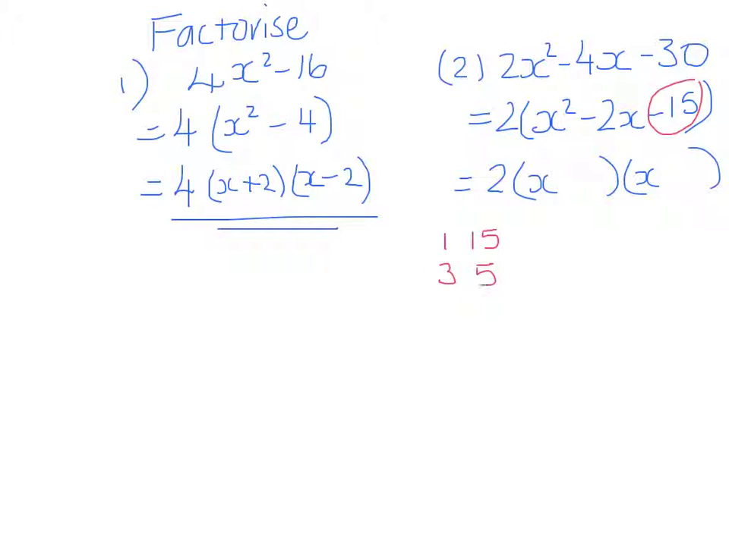And 3 times 5. I need to have negative 15, so I know one of the pair will be negative, one of the pair will be positive. They need to add to give me negative 2. So it's going to be positive 3, negative 5. Because positive 3 times negative 5 would give me my minus 15. Positive 3 take away 5 would give me my minus 2 in the middle. So in my brackets I'm going to have x plus 3 and x minus 5.